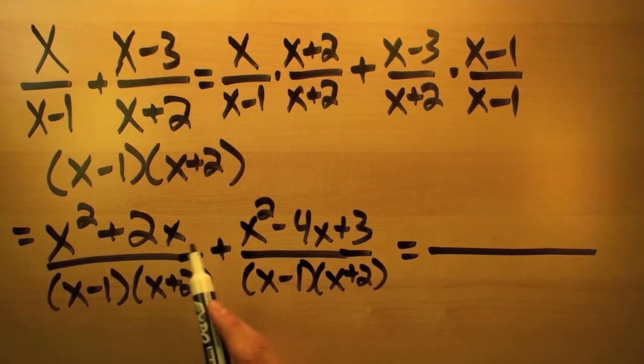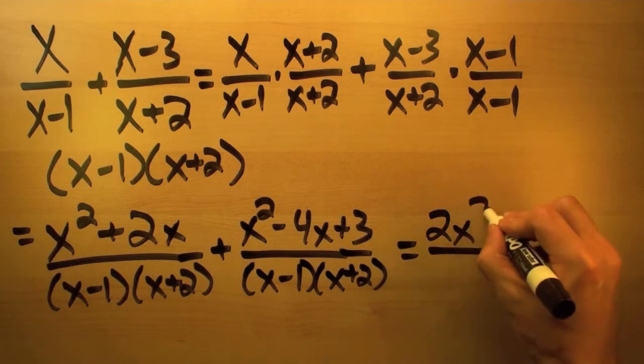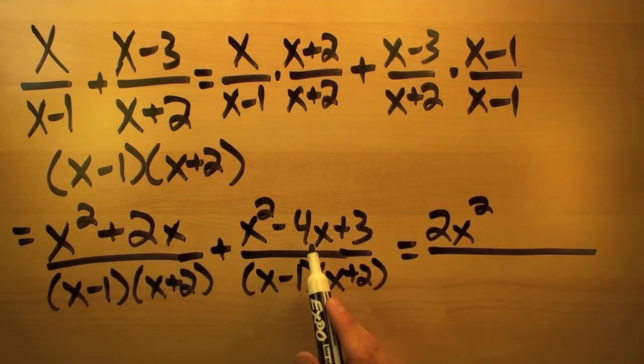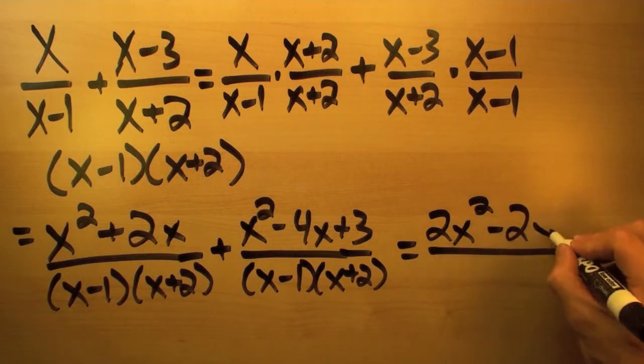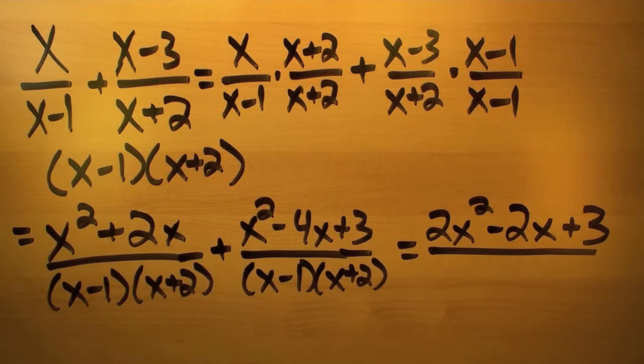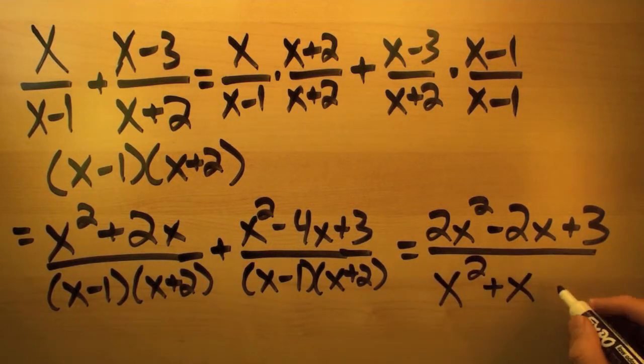So when we combine our numerators, we're going to get x squared plus x squared, which is 2x squared, 2x minus 4x, which is minus 2x, and then we have a plus 3. And you can either write your denominator in this factored form, or you could multiply it out to get x squared plus x minus 2.